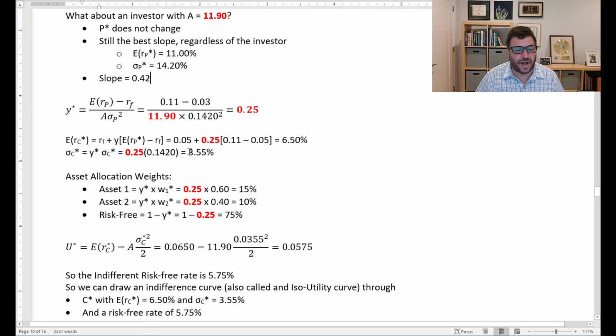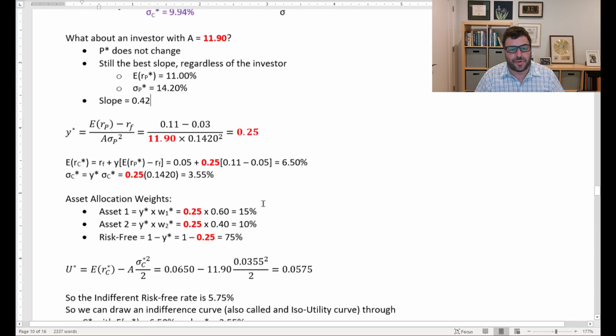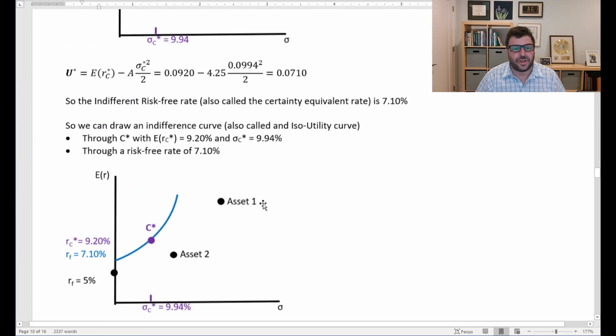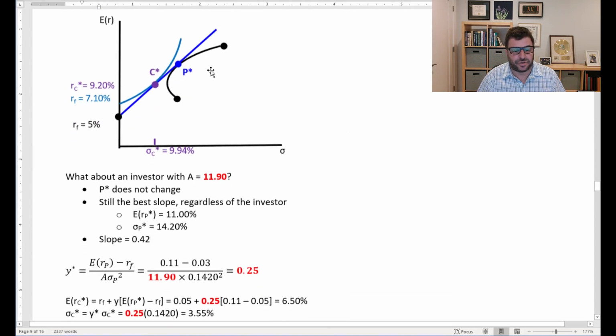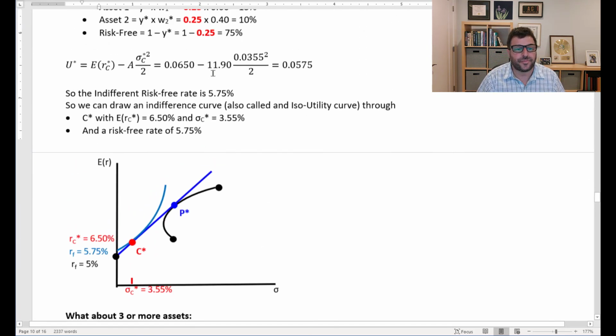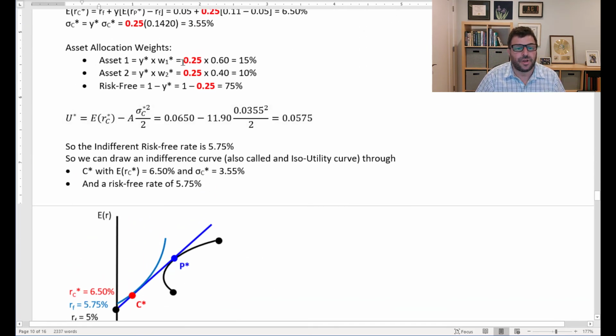risk of 3.55. And my allocation weights, and remember before my allocation weights, here I was allocating 42, 28, and 30. 42, 28, and 30, which was 70 times 60, 70 times 40, and then 1 minus 70. Now my allocation is going to be, 25 times 60 is 15, 25 times 40 is 10, and then 75% in the risk-free. And this is now going to be the utility achievable, and so my indifferent risk-free rate is 5.75.